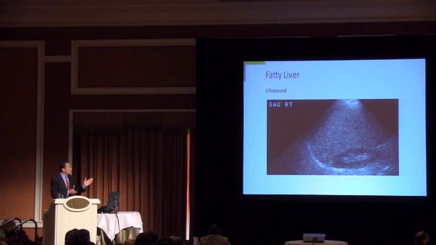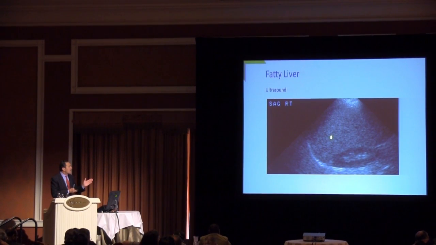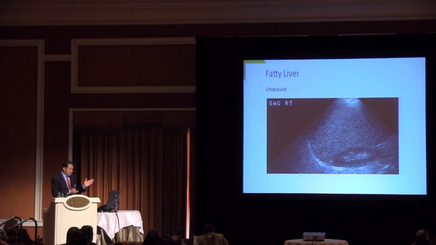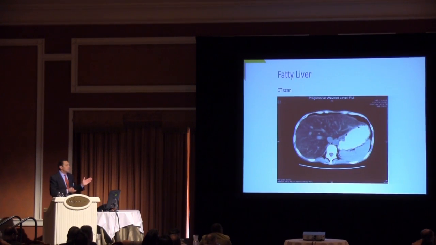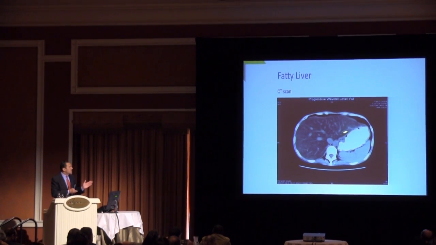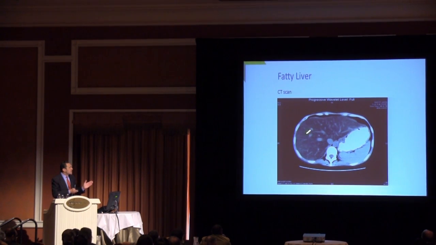This is an example of an ultrasound of the liver showing a fatty liver, a hyperechoic liver. And this is a more objective test, a CT scan. You can see this is the liver. This is the stomach with contrast. This is the spleen. This is the spine. The liver should be the same color as the spleen, but you can tell that all this dark coloration is due to fat deposition.